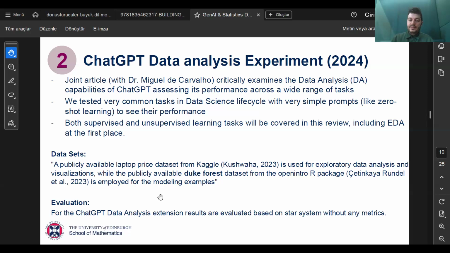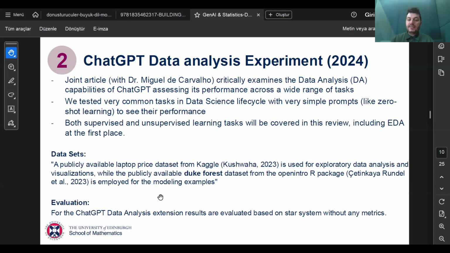We just simply stick these type of prompts at the beginning and ask certain questions related to supervised or unsupervised learning questions, relying on two main data sets. One is the laptop price data, specifically used for some data visualization discussion. And the other one, Duke Forest, is coming from an open source R package, OpenIntro. We experimented with this one as well for the modeling purposes.